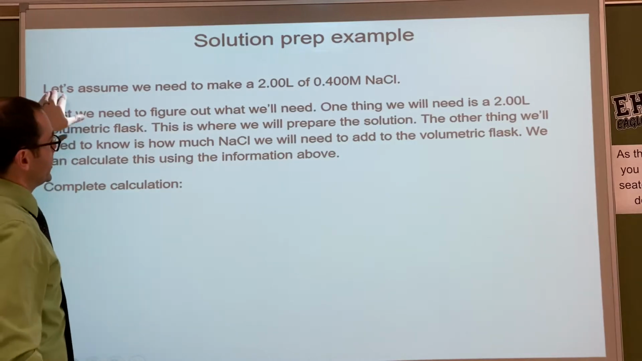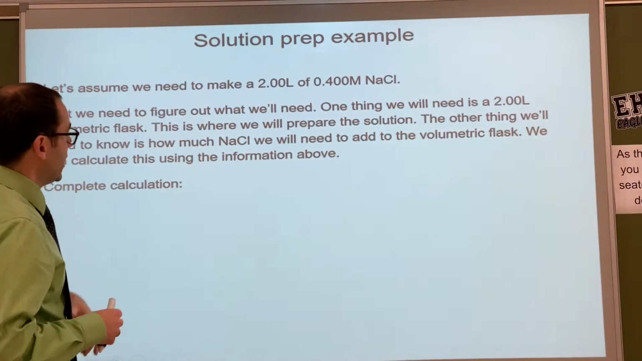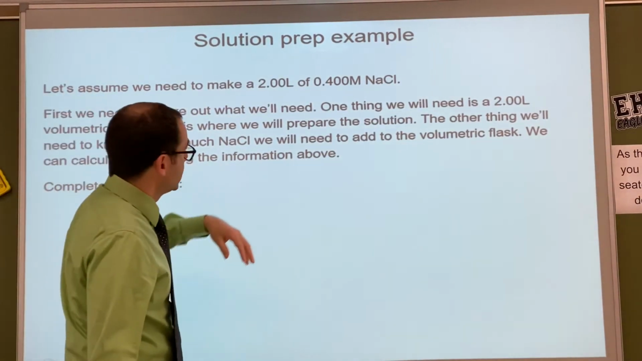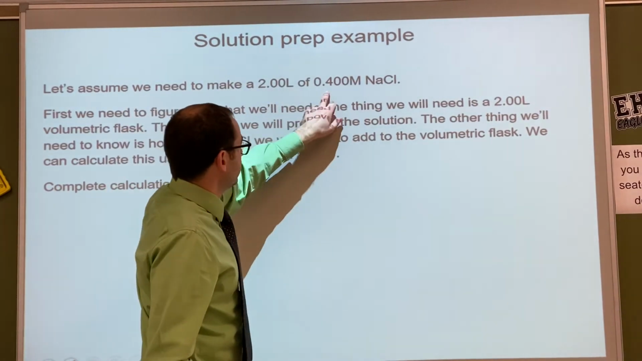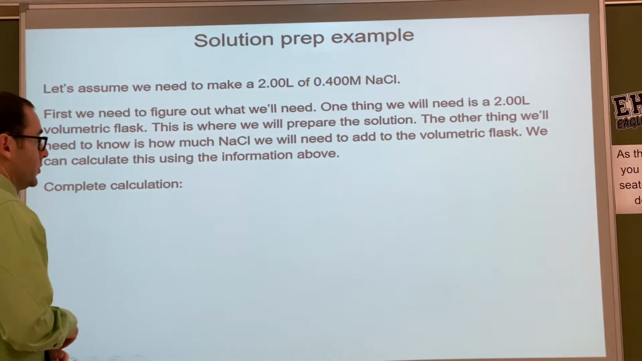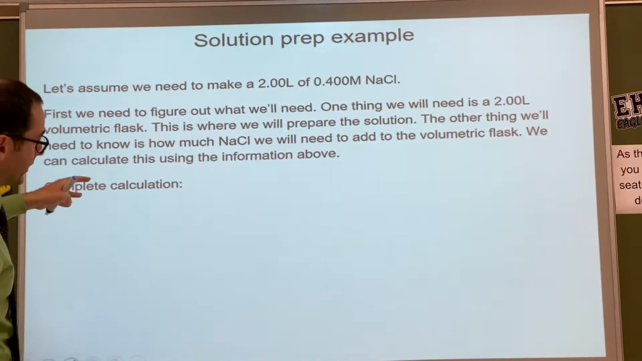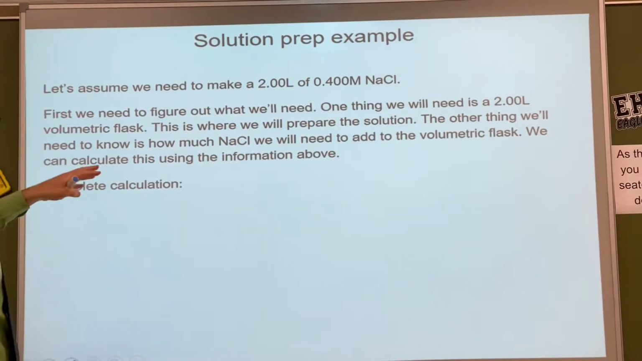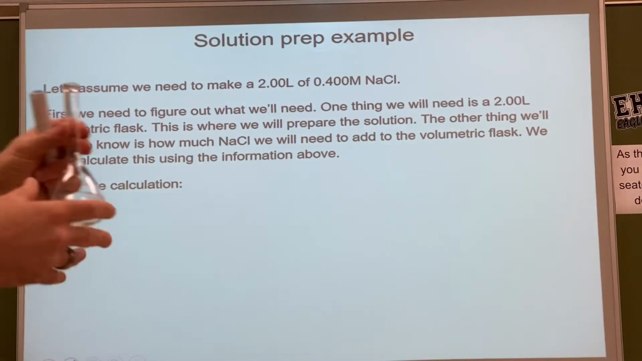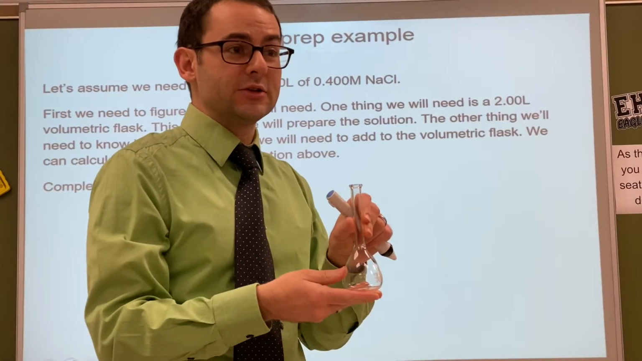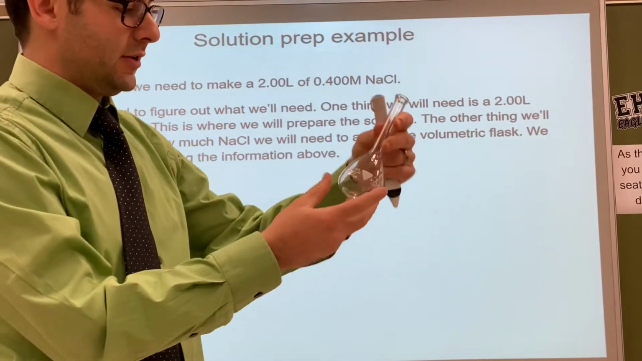So let's assume that we need to make a 2-liter solution of 0.4 molar sodium chloride, all right? First, we need to figure out what we'll need. One thing we'll need is a 2-liter volumetric flask. This is a volumetric flask right here. If you look at this one, it's not 2 liters, right? 2 liters, you'd imagine like a big thing.